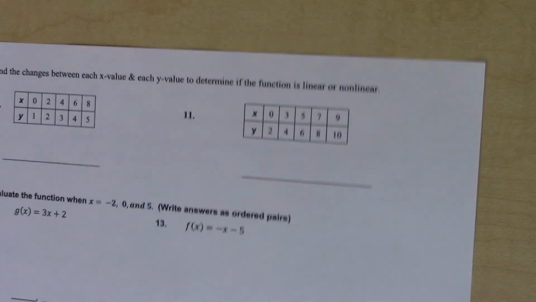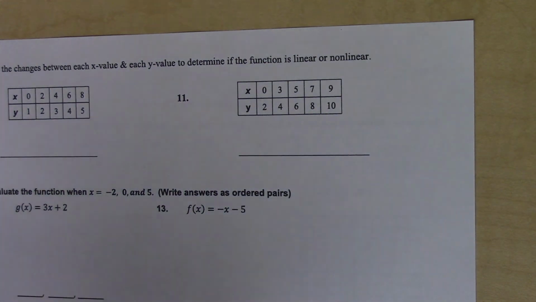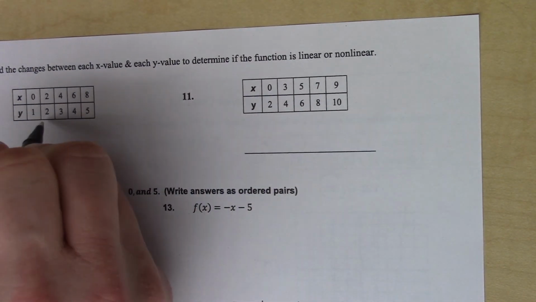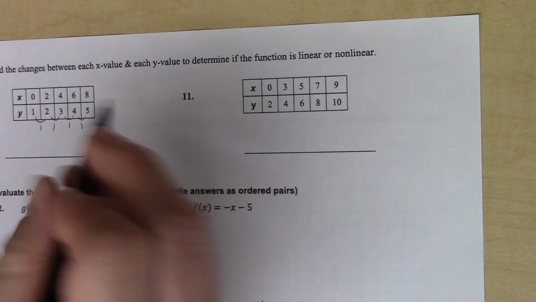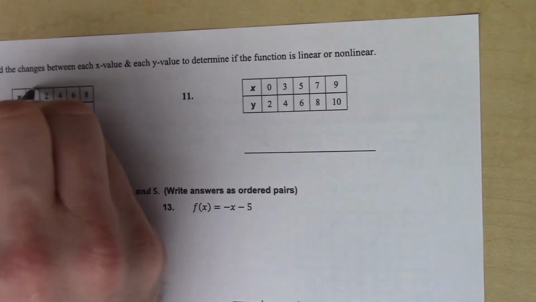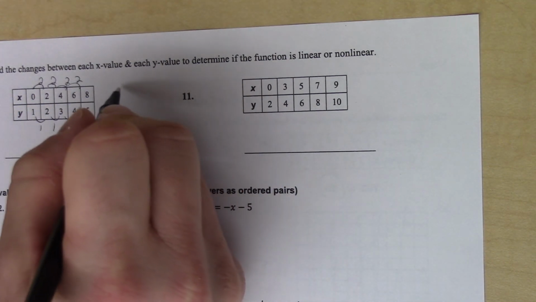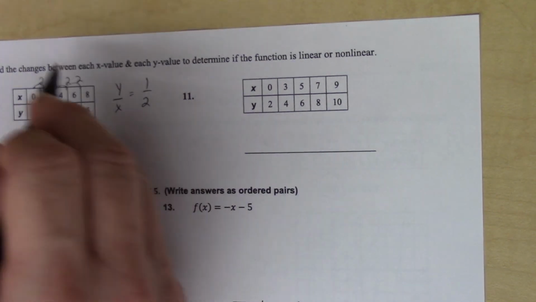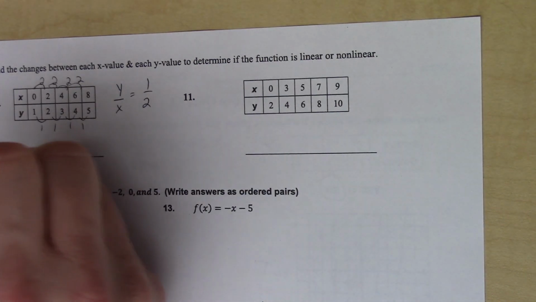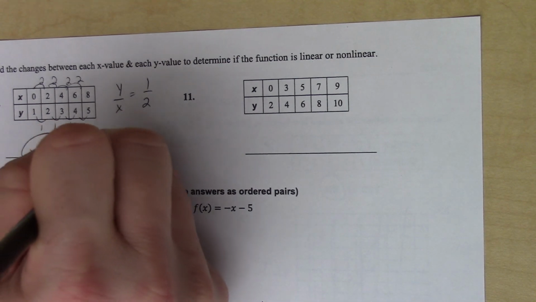For the first one, find the change between the x and y values to determine whether the function is linear or nonlinear. So if you remember, what I said is if you do the change in y's, 1, 1, 1, and it's consistent, then it's linear. This is 2, 2, 2, and 2. So if I do the change in y over the change in x, I get 1 over 2 for every single one of these points. So yes, it is linear, right? Maybe even I just write linear.